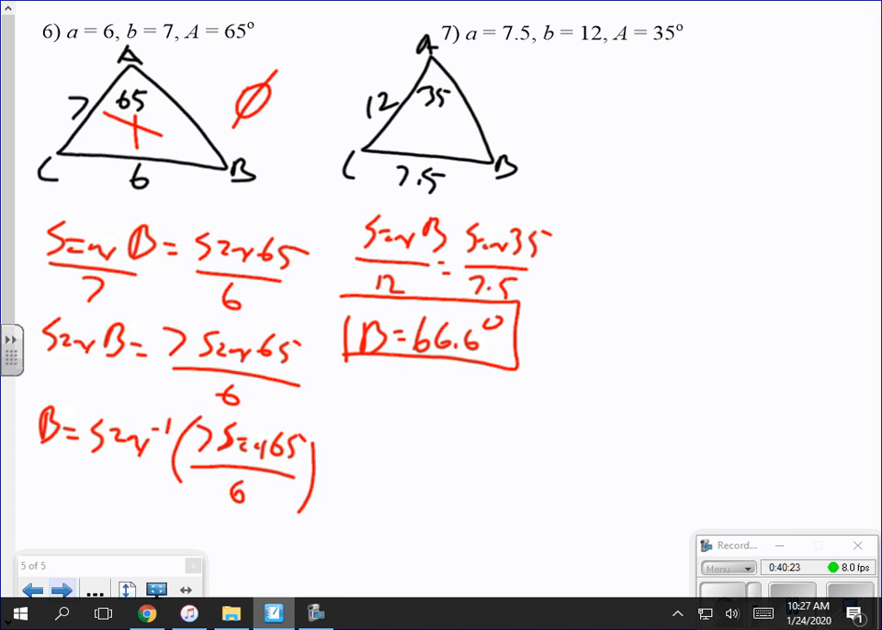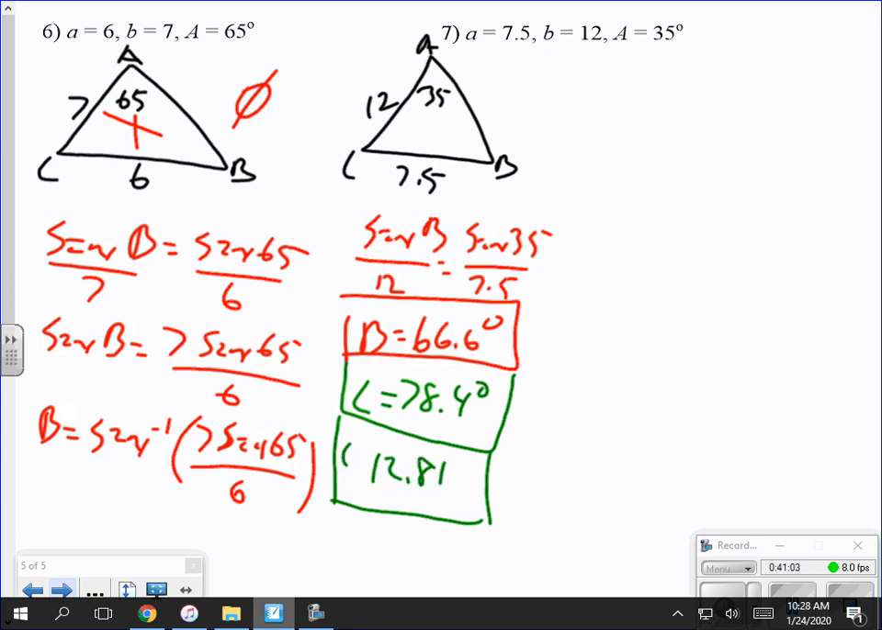So you solve for the first angle. You get B is 66.6. Angle C is easy to find. 180 minus 35 minus 66. So angle C is 78.4 degrees. And then if you continue on with the law of sines, side C is 12.81. So we have a triangle that works.